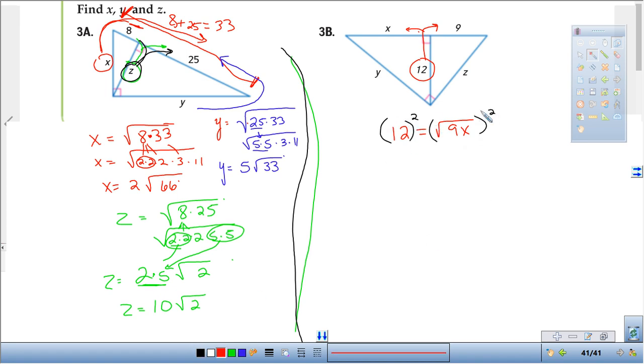When I square it, these cancel out. This right side now is equal to 9x. This left side, square it, guys, because it's 12 squared, which is 144. That becomes basic algebra now. So now it's just divide by 9, divide by 9. I need a calculator to do this. And it gives me 16.